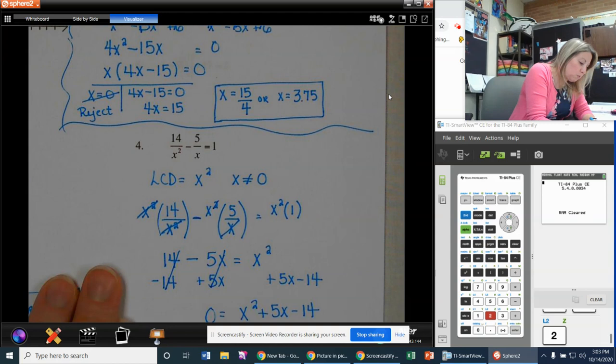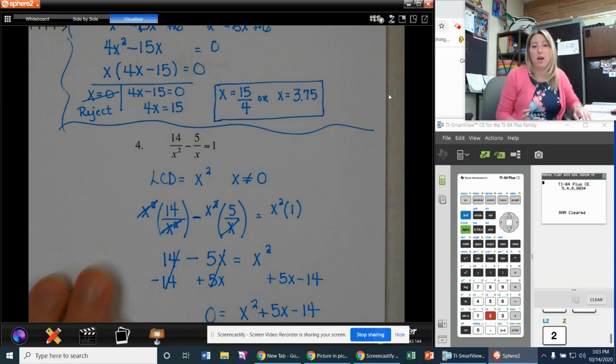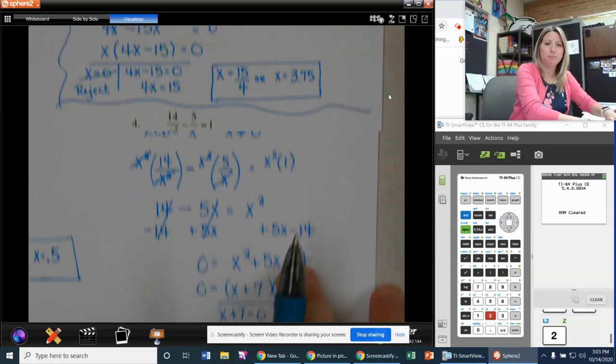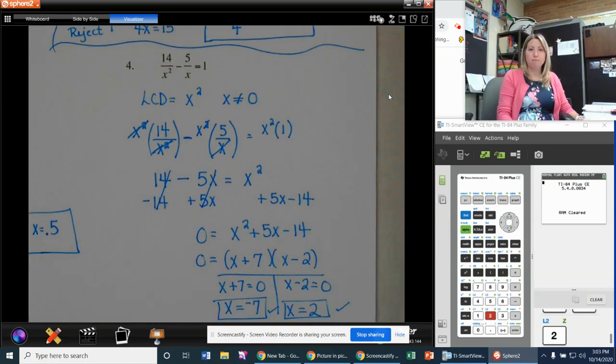What was x not allowed to be again? 0. Got it. Okay. So it looks like here, just double checking because I'm setting each equal to 0, I'm getting x equals negative 7 and x equals positive 2. Those are okay because x wasn't allowed to be 0. So I'll keep those guys. Alrighty.